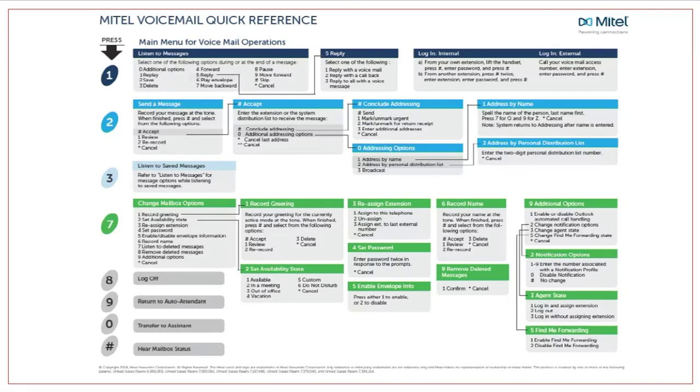Same way with forward. This is a 5-second jump. So if I know that the information I need is at the end of the message, I can forward through the majority of it and get to the part I need. Oops, if I went too far, I can just hit 7 and go back. You can also hit pound to skip the message and leave that voicemail as a new one in your mailbox, or even pause it if someone walks up to you.